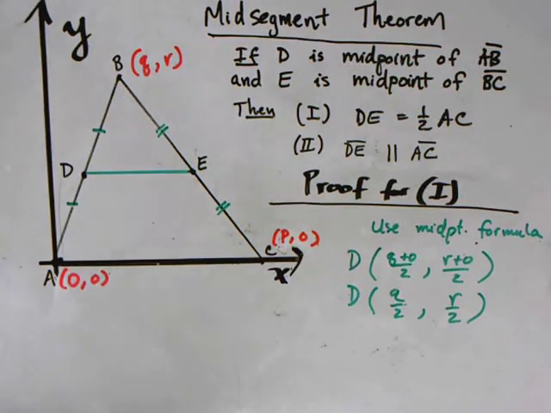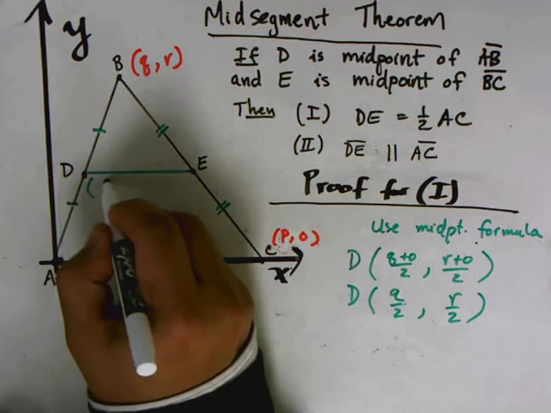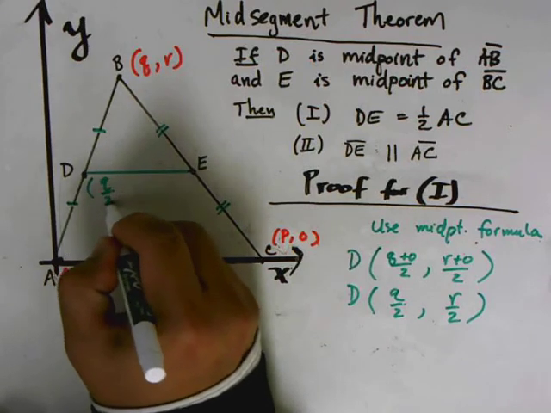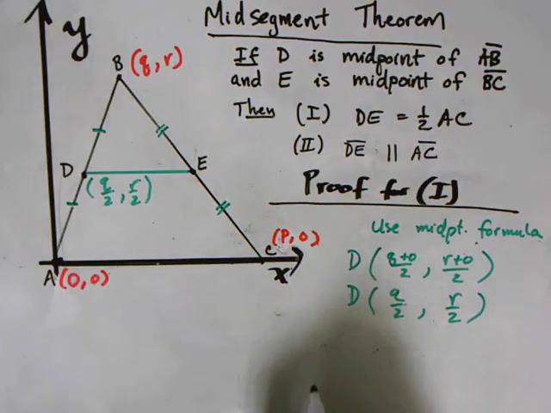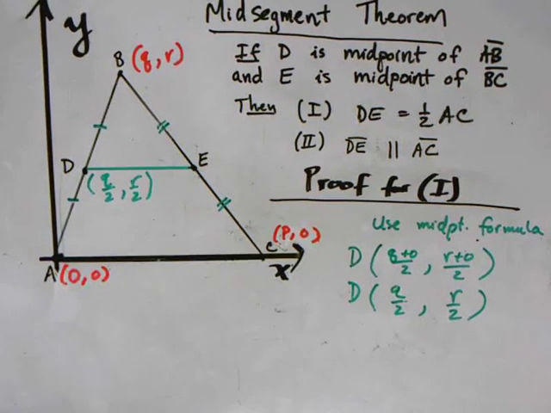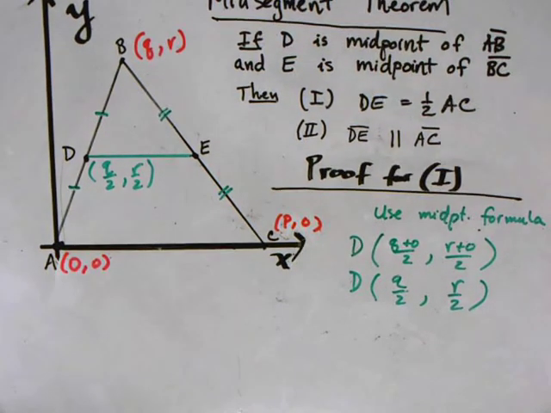Then I'm going to find the coordinates of E. So let me write this in. The coordinate here is Q over 2, R over 2. Okay. To find the coordinates for E, basically do the same thing again.